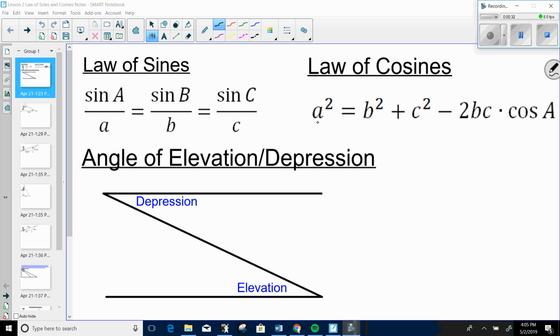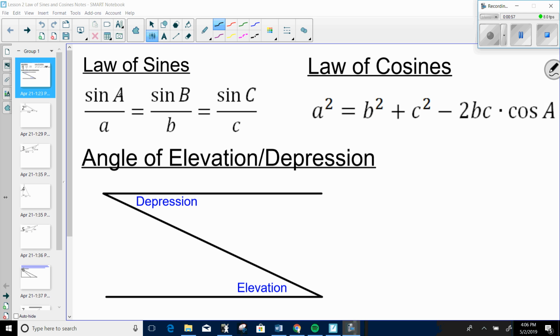Notice how this is side A and this is angle A. If you have angle A or you're looking for angle A, you would put that with cosine. That means side A is going to go on the other side of the equation. The other two sides, B and C, are going to be squared minus 2bc cosine A. And they all follow that same pattern. We'll talk about that when we get to some examples.